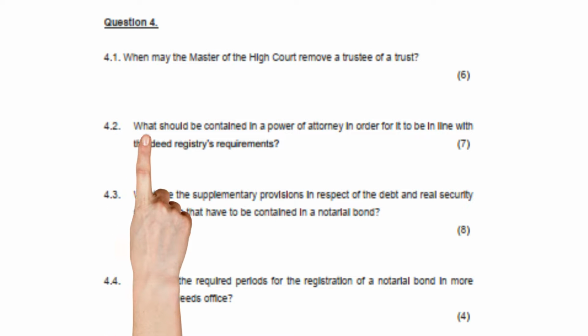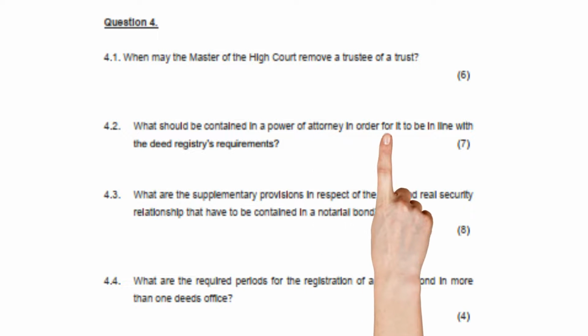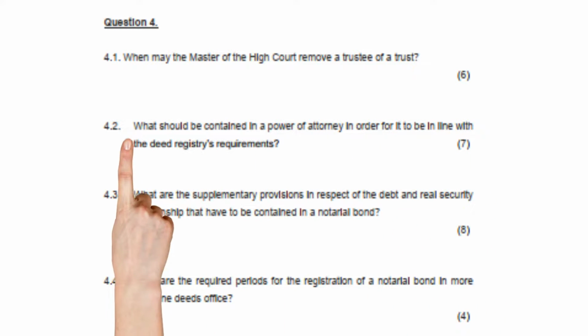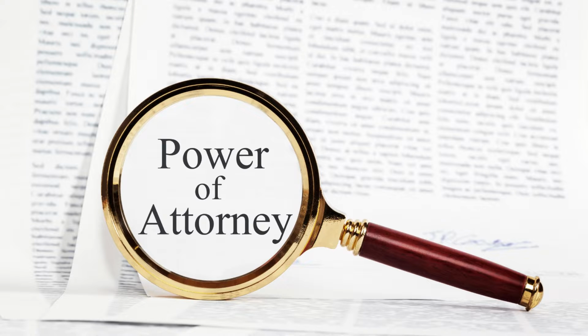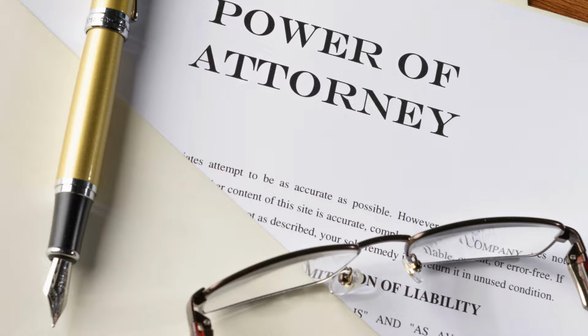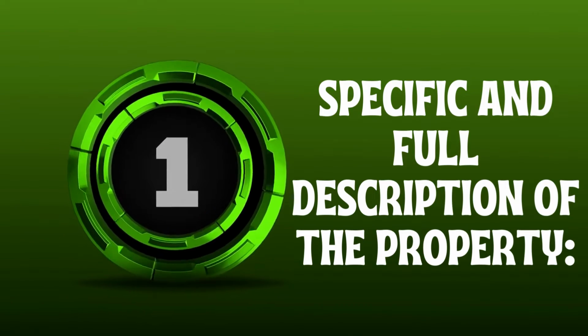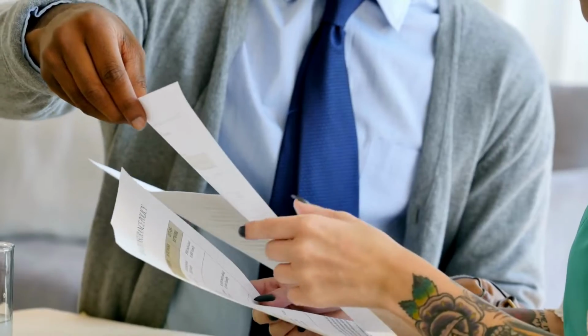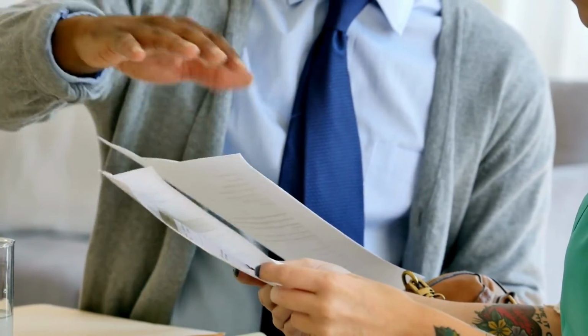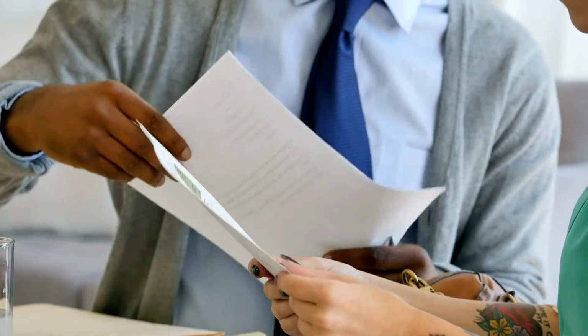Question 4.2. What should be contained in a power of attorney in order for it to be in line with the deed registry's requirements? A power of attorney document should contain the following elements to be in line with the deed registry's requirements. 1. Specific and full description of the property. The document must contain a detailed and accurate description of the immovable property involved.